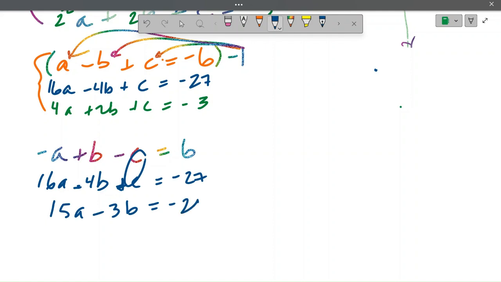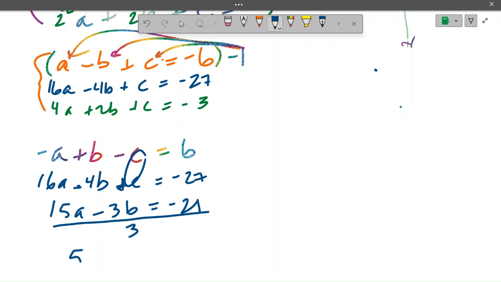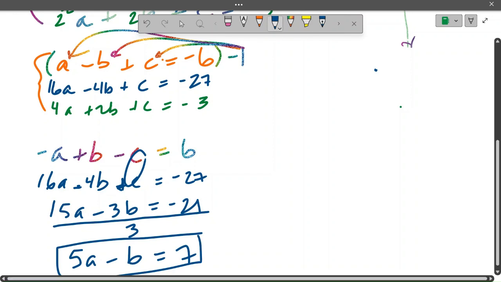Okay, what I'm noticing about all 3 of these terms is they are all divisible by 3. So I'm going to simplify this just a little bit more, and I'll explain why here in just a second, but just trust me here. So I'm going to have 15a divided by 3, which is 5a, negative 3b divided by 3, which is negative b, equals negative 21 divided by 3, which is, not just 7, but negative 7.